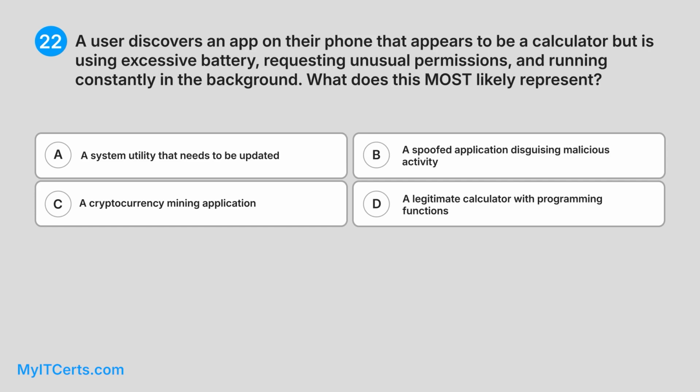A. A system utility that needs to be updated. B. A spoofed application disguising malicious activity. C. A cryptocurrency mining application. D. A legitimate calculator with programming functions. Do you know the answer?